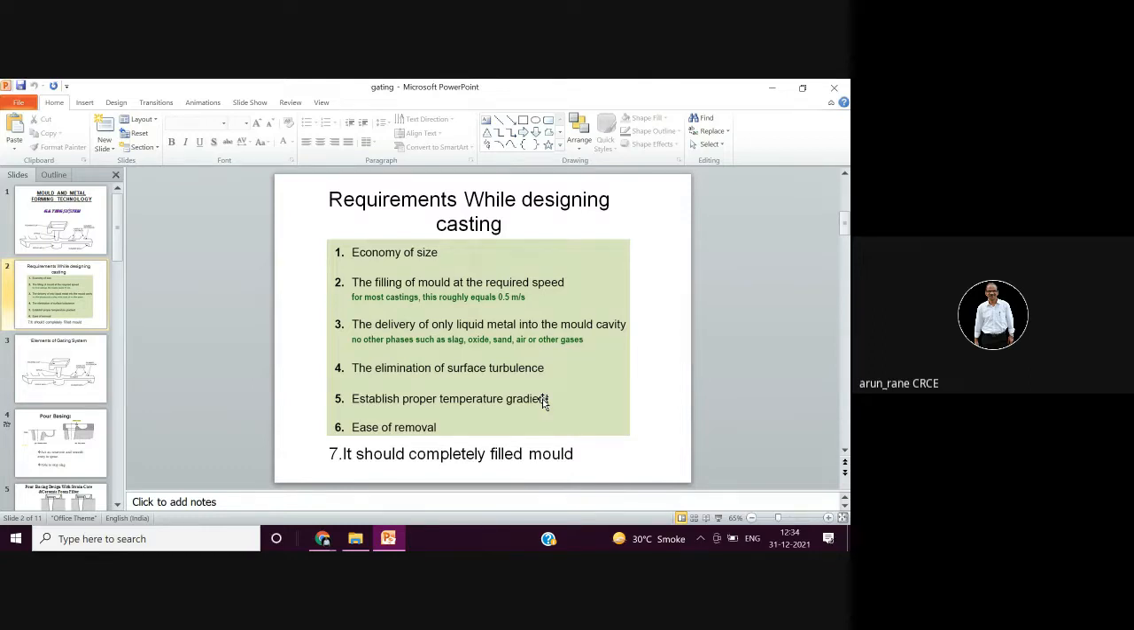These are some requirements when the gating has to be designed. Size, speed, only liquid material should pass. Flow should be laminar, steady, no turbulence.